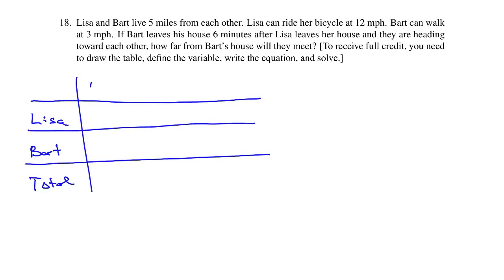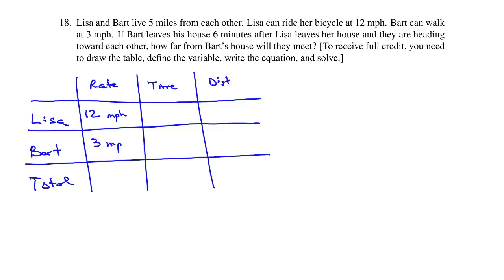And this is a rate times time equals distance problem. Okay. Lisa's rate is 12 miles per hour. Bart's rate is 3 miles per hour. I'm going to say that Lisa is going to ride her bicycle for t hours.